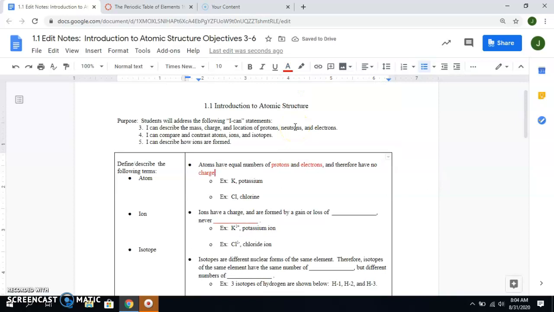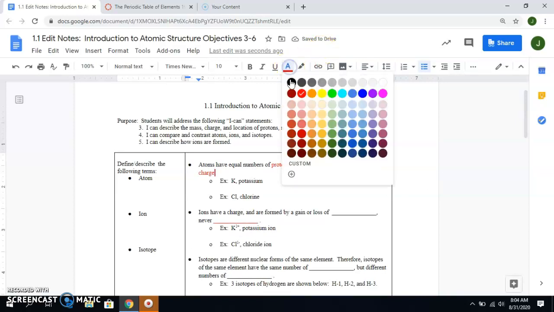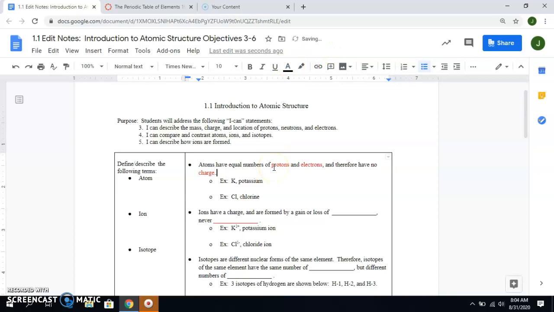What we're saying here is that they've got an equal number of positively charged particles, the protons, and negatively charged particles, the electrons, and for that reason they have no charge. Okay, let's take a look at an example. We're going to look at potassium. Potassium on your periodic table is K, and it's element number 19.